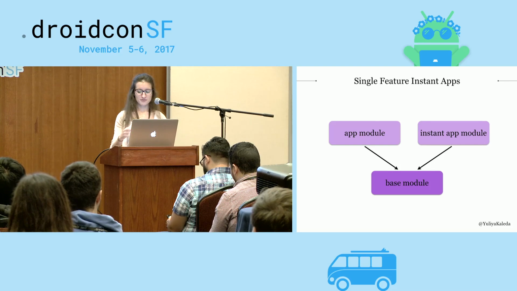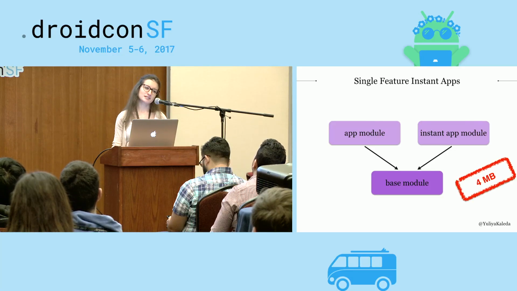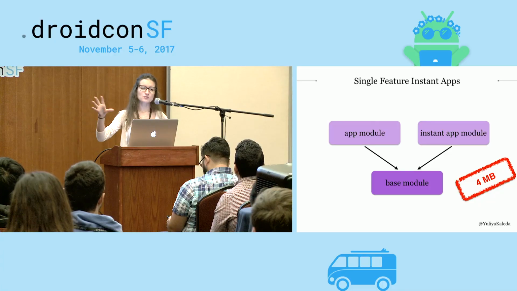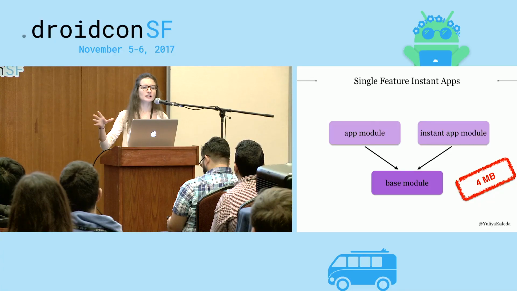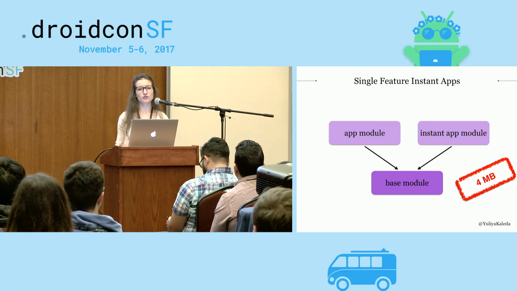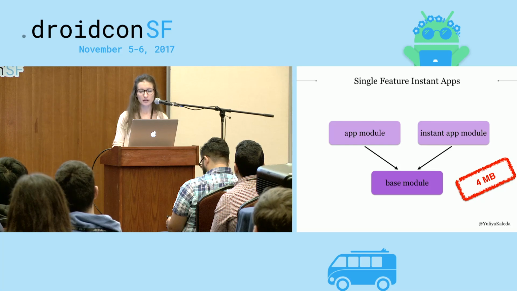But there is an issue with single feature instant app. And the issue is a 4 megabyte size limit. So we moved all of the stuff from the app module to the base module. So we just have one base module, right? And once you reach the 4 megabyte size limit within your base module, there is no space to grow. So you cannot add extra features, you cannot add extra functionality to your application because Google Play Store will reject your Instant App when you try to upload it to the Instant App channel.